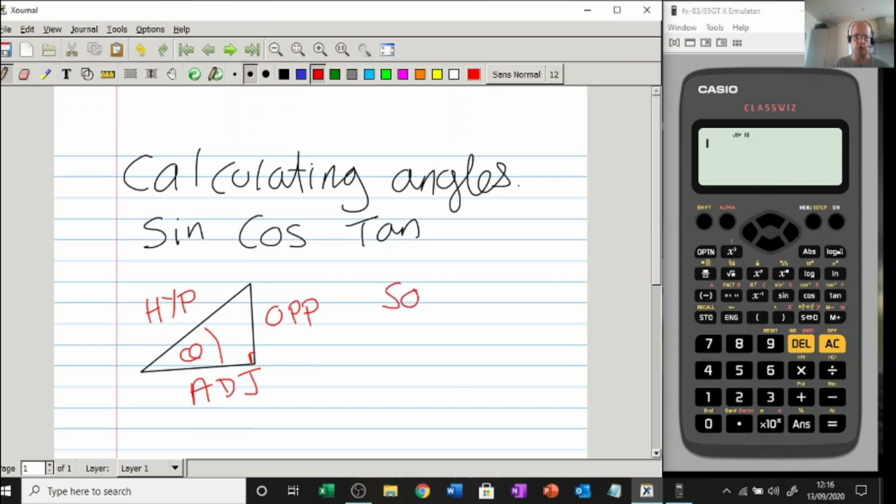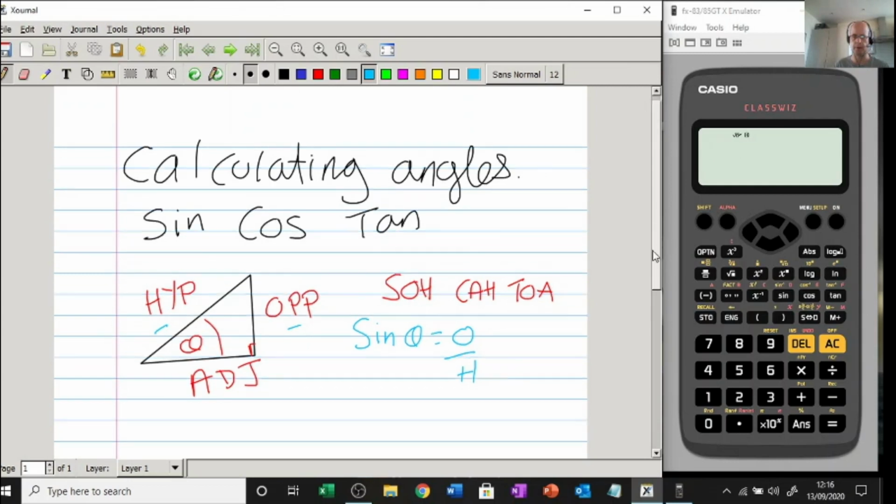So, SOHCAHTOA, in a different color. Sine of the angle is going to be opposite over hypotenuse. So if we know the opposite and we know the hypotenuse, we can use sine to find out the angle.